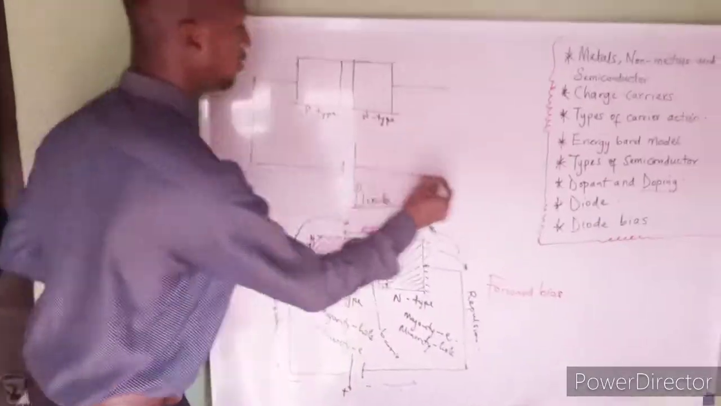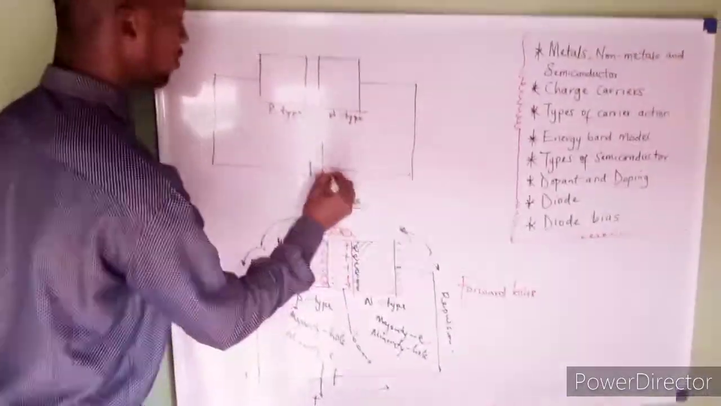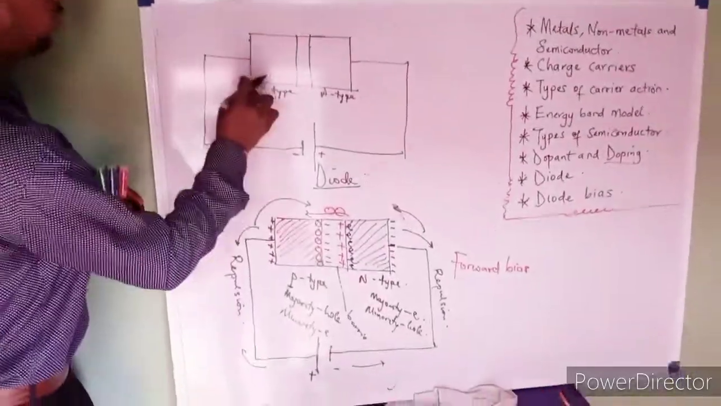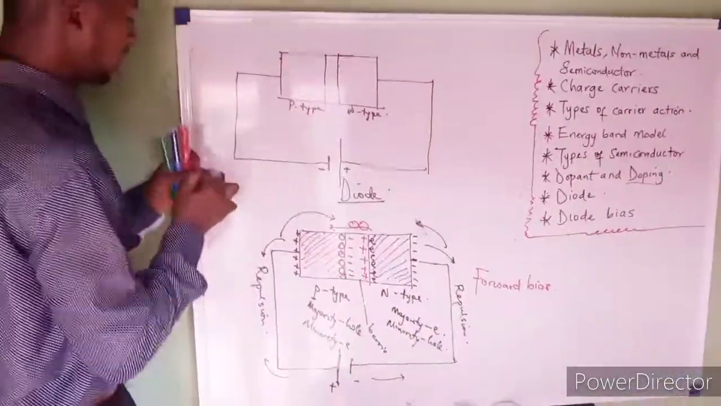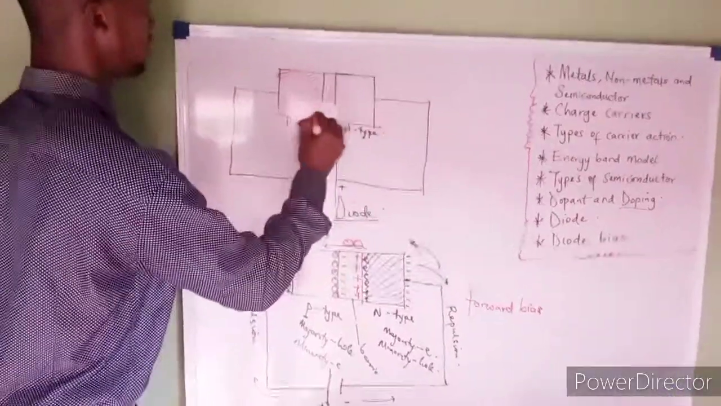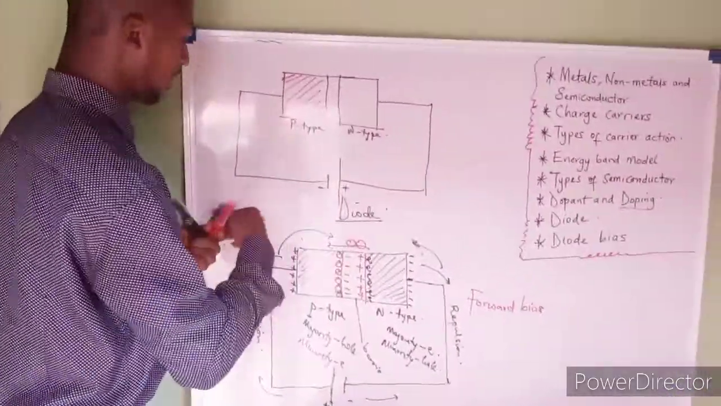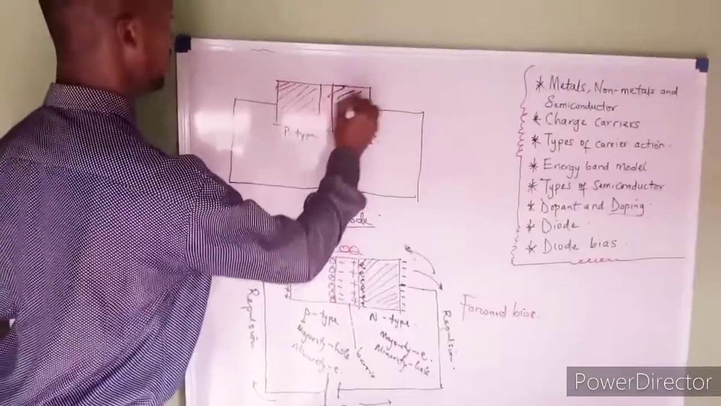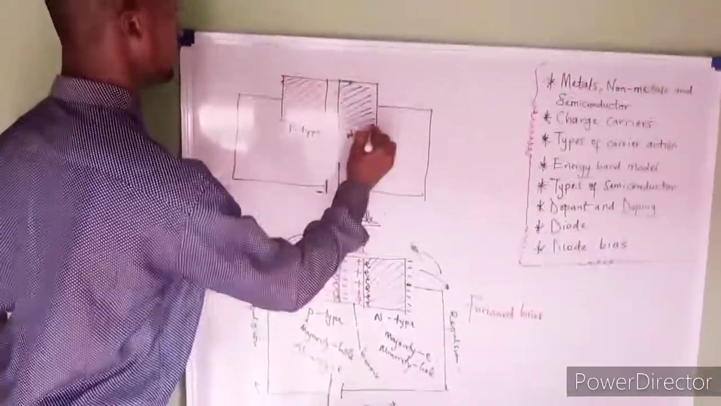And what do you have here? So this is our positive terminal, this is our negative terminal. What do you have here? Positive charges again. Okay, let's fill this place up with our positive charges. And here, we have our negative charges. Now, let's see what I have here.